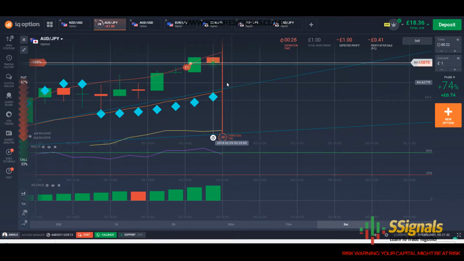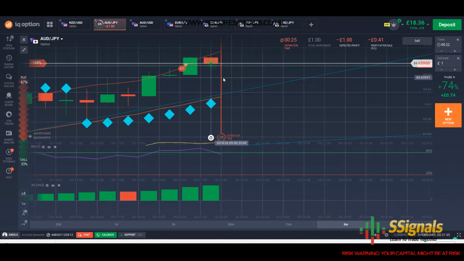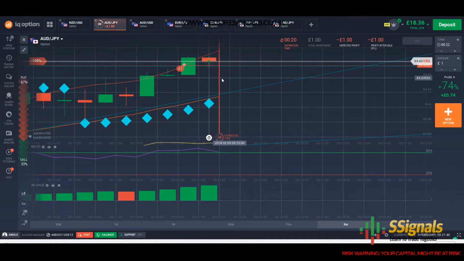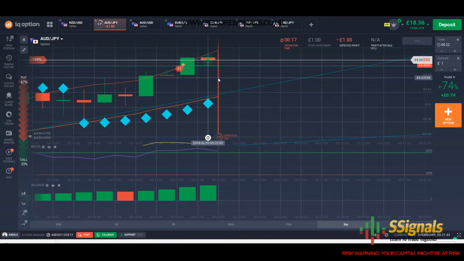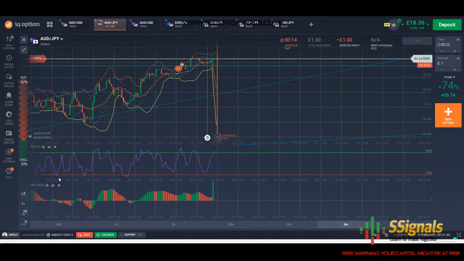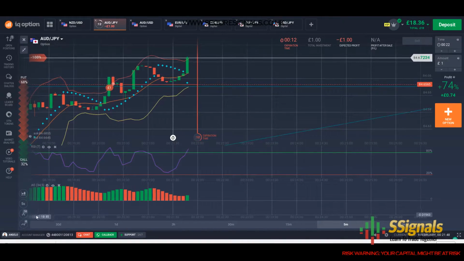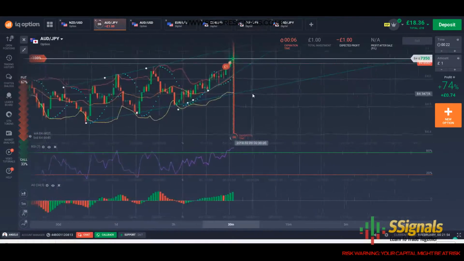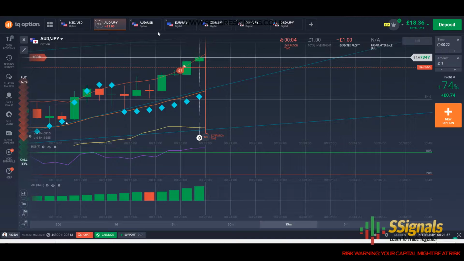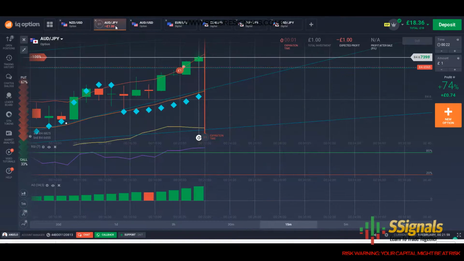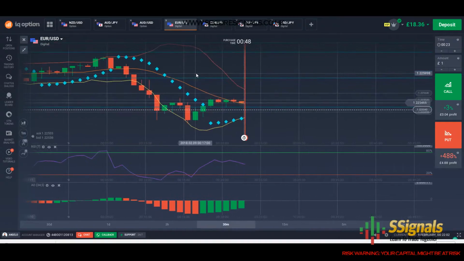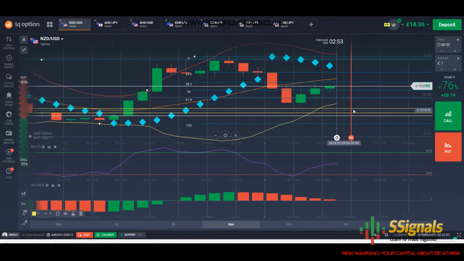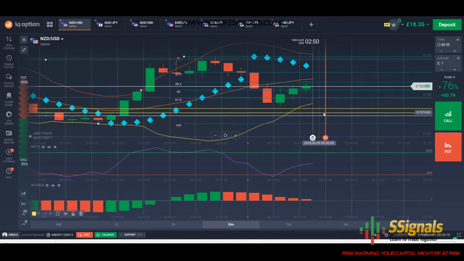Okay, so this one's looking like it's going to be a tight one. Let's just see if there's any more bearish momentum. No, this one looks like it's going to be a loss. And volatility is quite low at the moment. First trade's a loss. That's okay, just on to the next one.